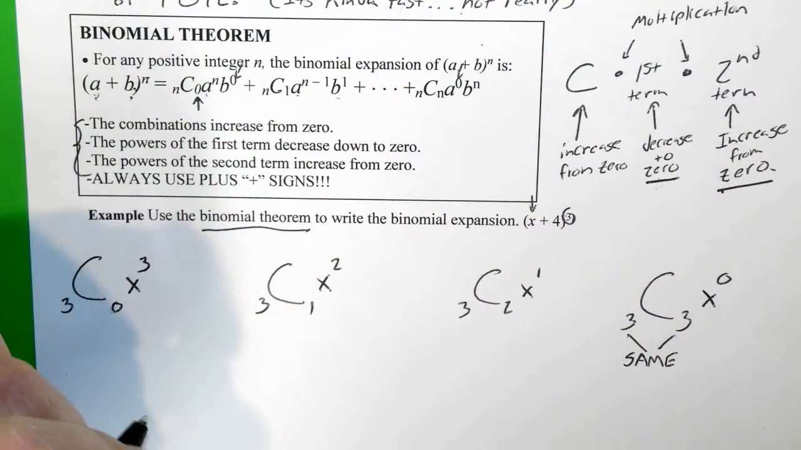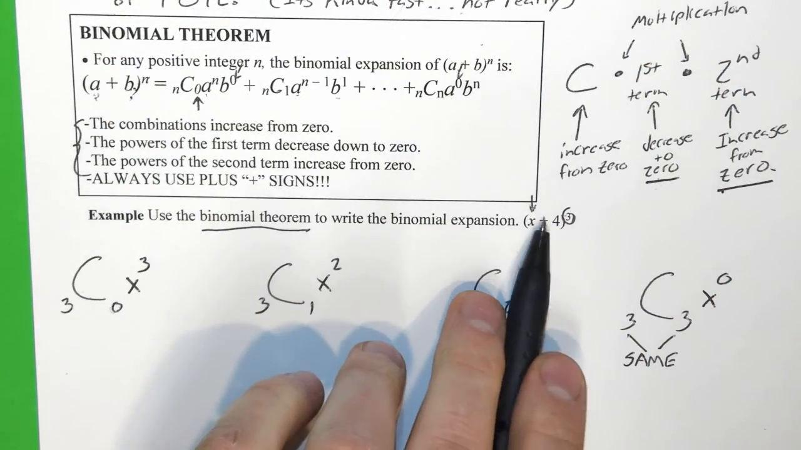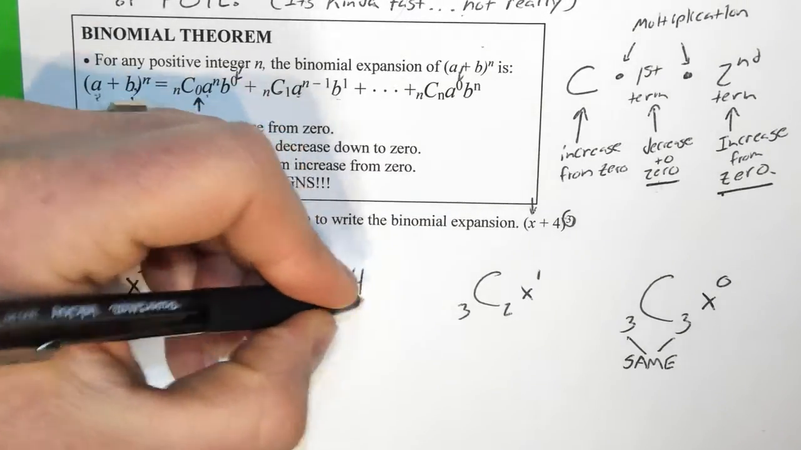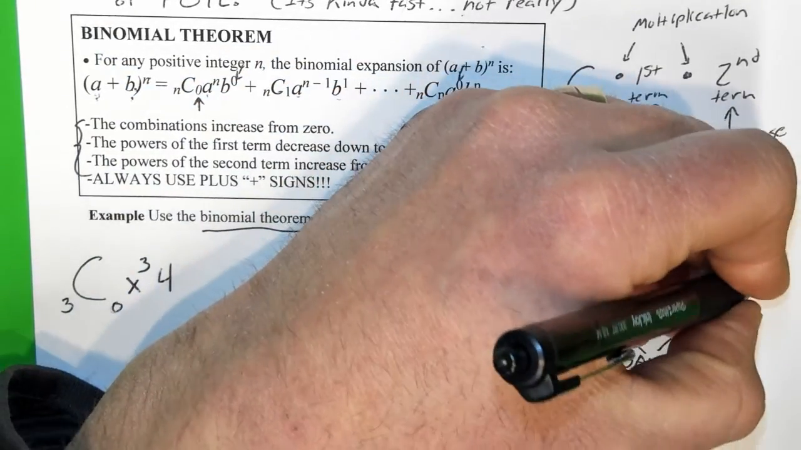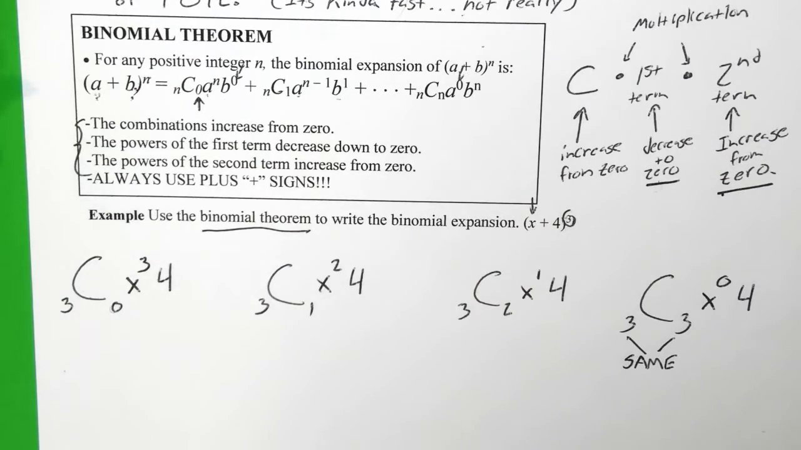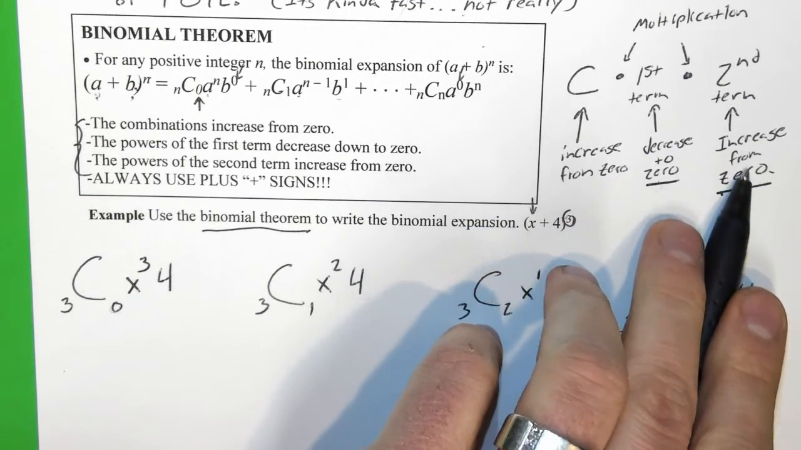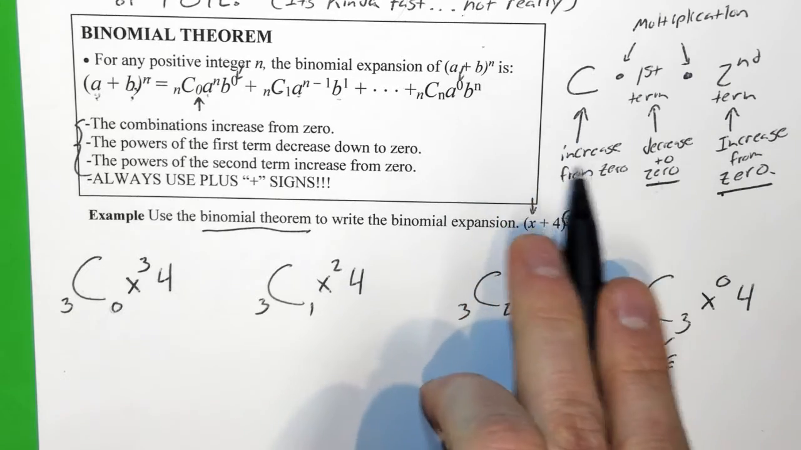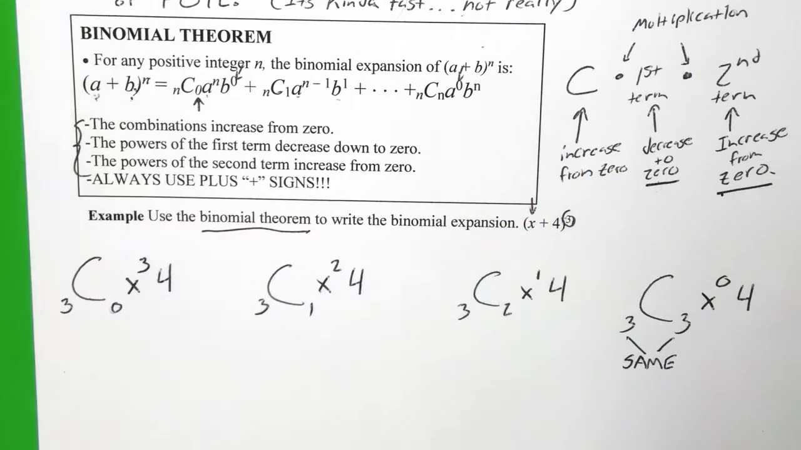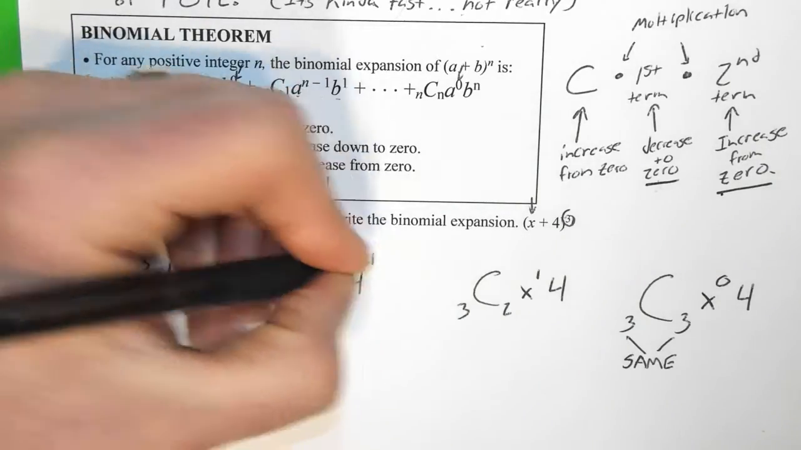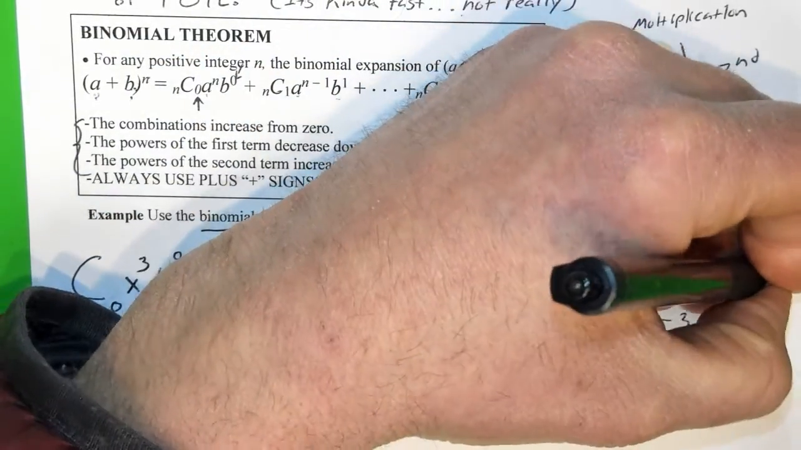Great. All right, last piece. Our last piece is going to be the 4. So now we want to, once again, give the 4 to every one of these terms. So each of them gets a 4, and each 4 gets a power. The rule for the powers for your second term is right here: increase from 0. Again, that's the same thing that we did with our combination. So we're going to start off with a 0, and then increase to a 1, a 2, and then a 3.